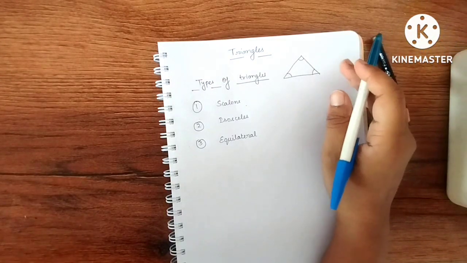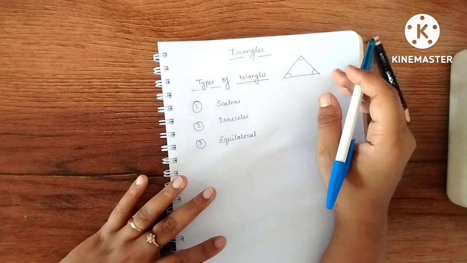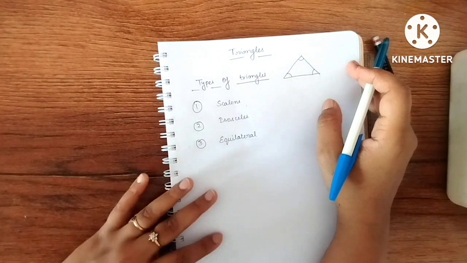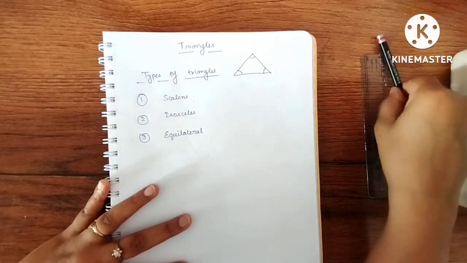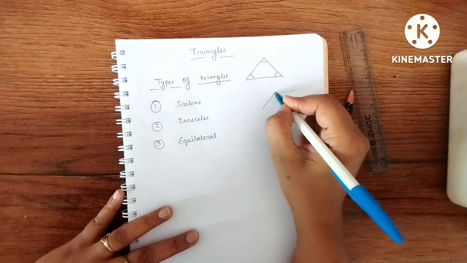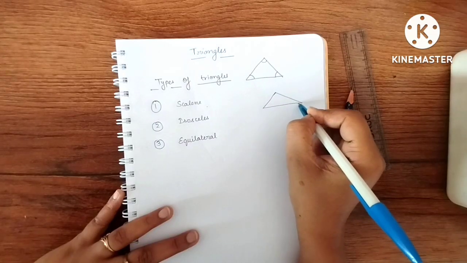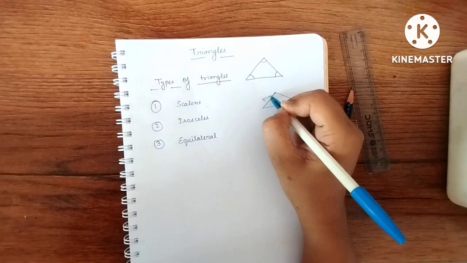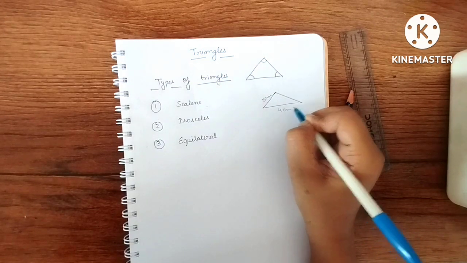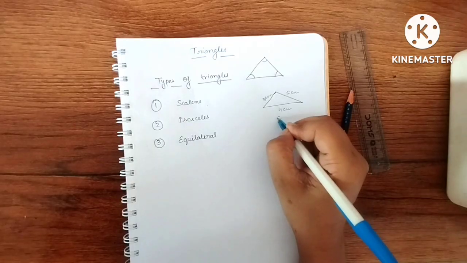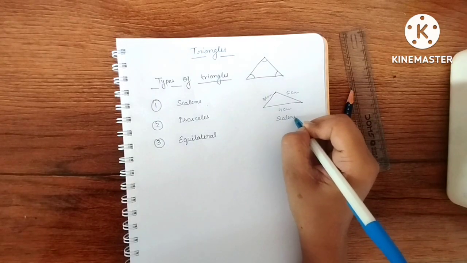So with the scale you can draw different lines. Correct? Different lines. So suppose you are making a triangle where the measurement of each line is different, like this is 3 centimeter, this is 4 centimeter, and this is 5 centimeter. Correct? So this is a scalene triangle.